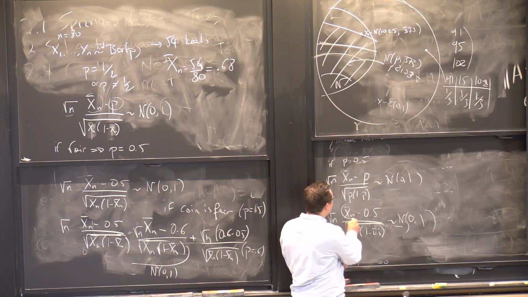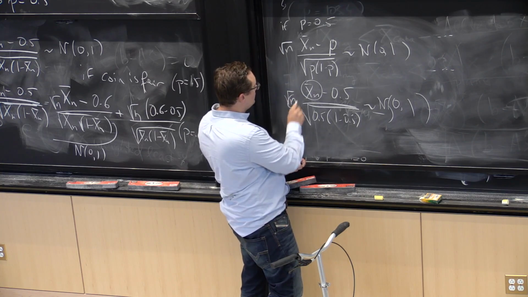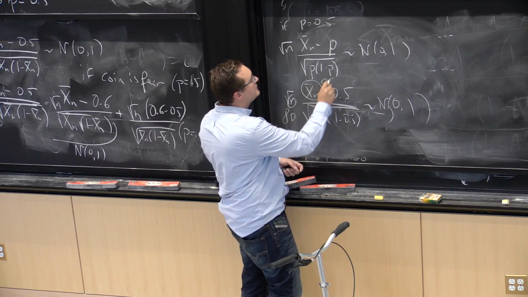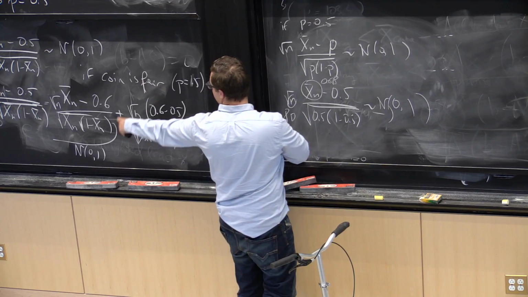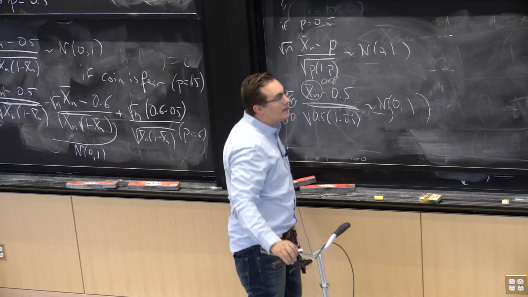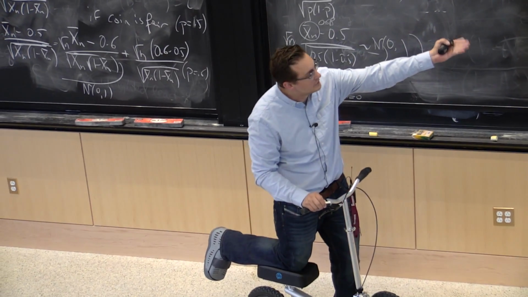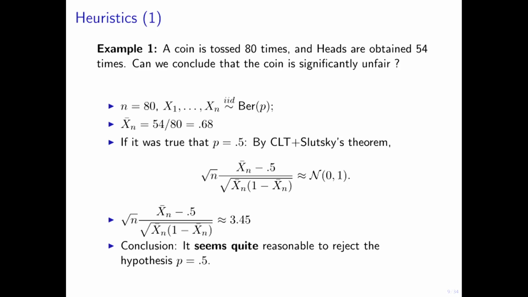OK, so now I can plug in this number. So this is square root of 80. This is 0.68. So I can compute all this stuff here as well. And what I get in this case, if I put the xn bar(1 minus xn bar), I get 3.45. OK? And now I claim that this makes it reasonable to reject the hypothesis that p is equal to 0.5. Can somebody tell me why?